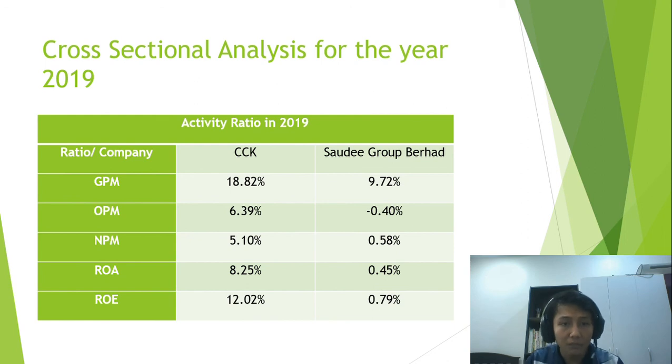The same thing happened in the net profit margin, which shows that CCK had a better performance than Saudi Berhad. Therefore, CCK can generate better income for shareholders than Saudi Berhad. Other than that, CCK also shows a better performance on both return on asset and return on equity. This means that CCK can generate a higher return on the firm's investment and a higher return to shareholders than Saudi Berhad. Thus, it is believed that CCK had a better overall performance than Saudi Berhad on profitability ratio.